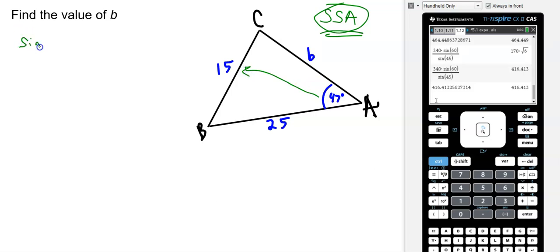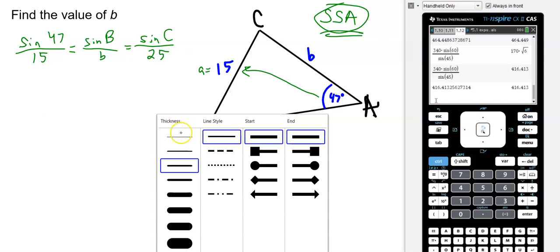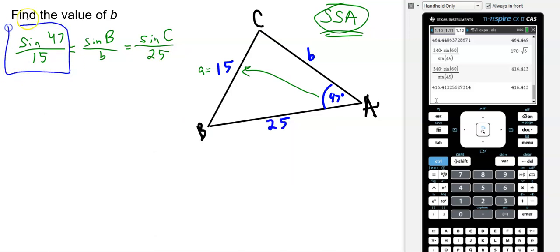We'll start solving it like normal. I see an angle that's opposite a side, so let's set that up. Sine of angle A, which is 47, over little a, which is 15. Then sine of angle B over little b. We don't know either one, so that's going to be tough to solve for right now. And then sine of angle C over little c, which is 25. Interestingly, I'm going to choose this proportion and this proportion and cross multiply those two, because in the middle one we don't have both terms.